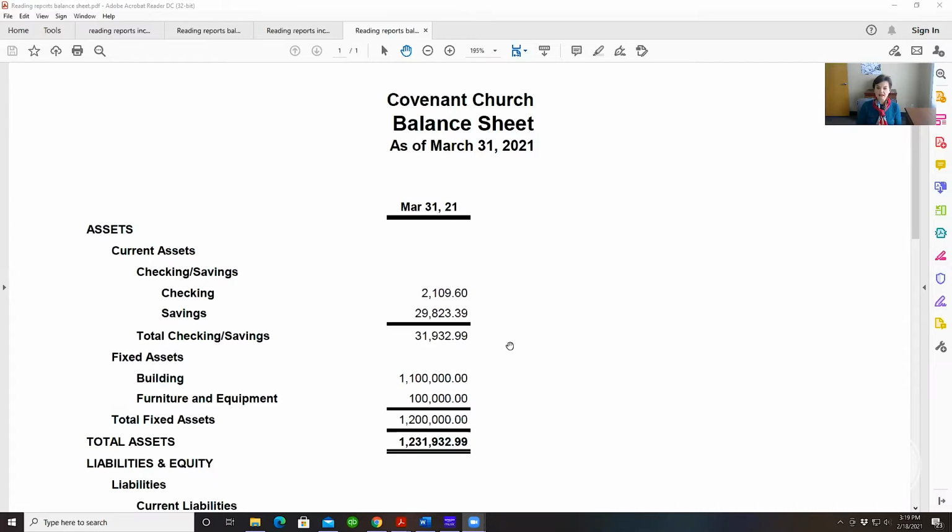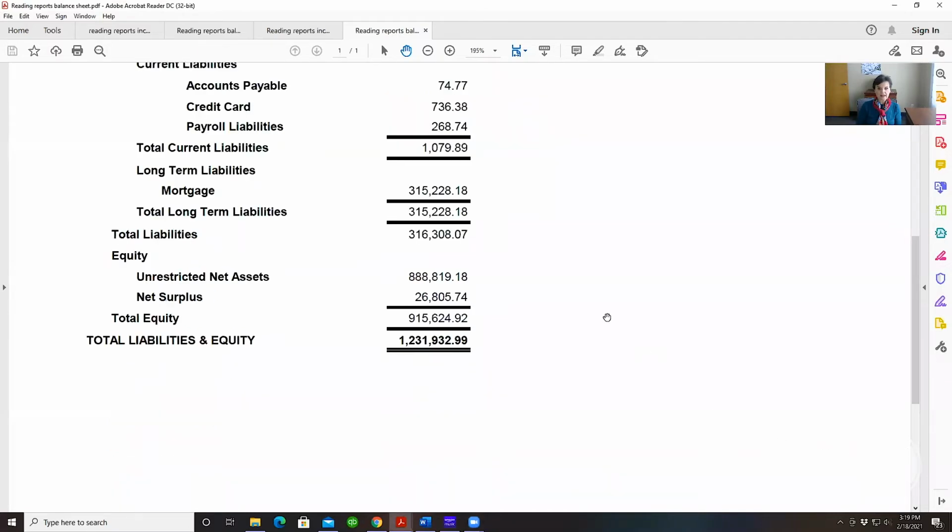On March 31st, they had about $32,000. They had a building and some equipment that was worth about $1.2 million. They owed a little bit, not very much. They had a mortgage of $315,000. So they had a total equity of $915,000. Another way to think about equity is if Covenant Church had to close on March 31st, if they got exactly $1.2 million for their building and paid off their creditors, there would be $915,000 left.